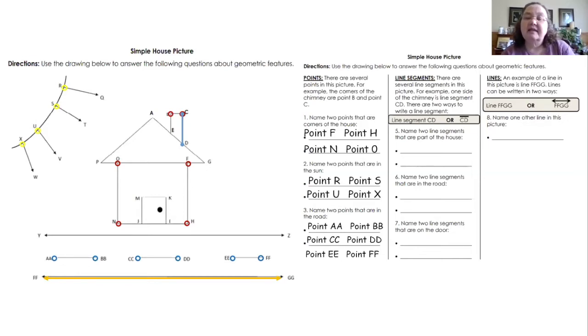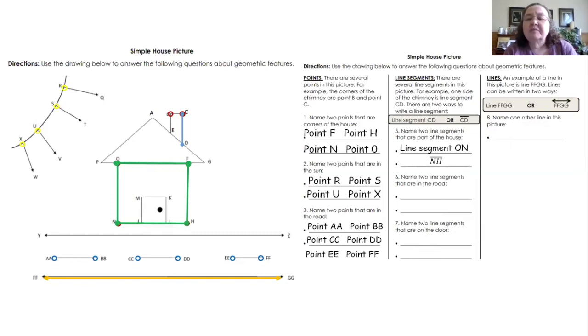Now let's look at line segments. Name 2 line segments that are part of the house. Well, when I look here, I can see, oh, there's 4 that are part of the house. So you could have written any of them. I wrote down line segment ON, or I have line segment NH.